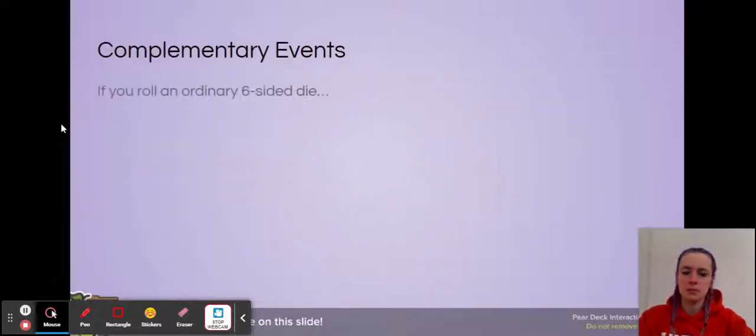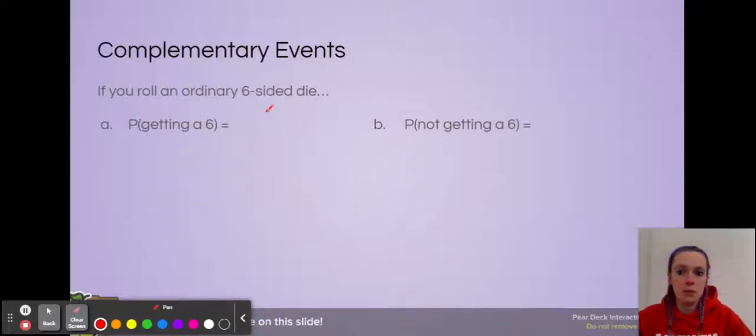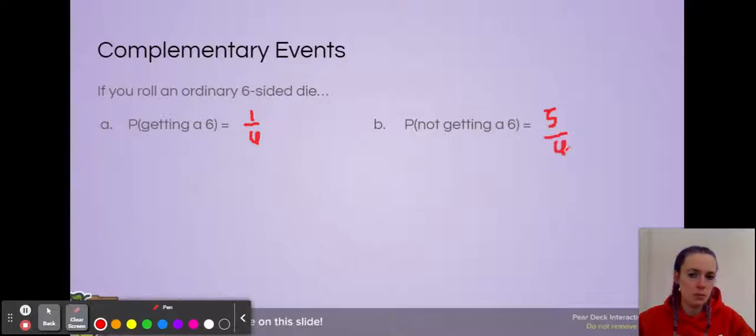Complementary events. Let's say you roll a six-sided die. If I look at the probability of getting a 6, again, theoretical probability, there's only one 6 on that die. So my probability of getting a 6 would be 1 out of all 6 sides. The probability of not getting a 6, I could roll a 1, 2, 3, 4, or 5. So I'm looking at a 5 out of 6 probability, or whatever those decimals are.